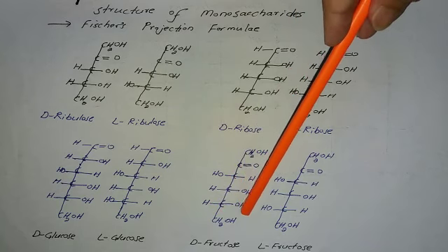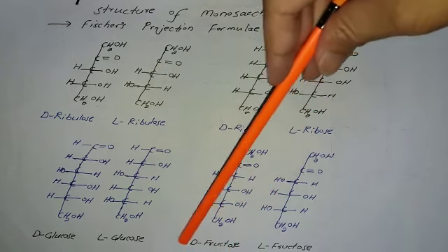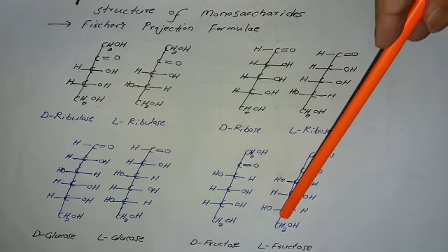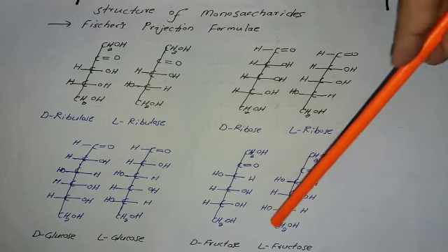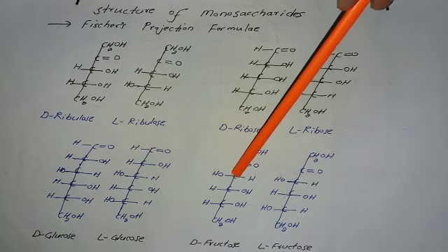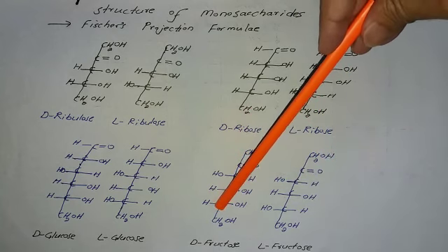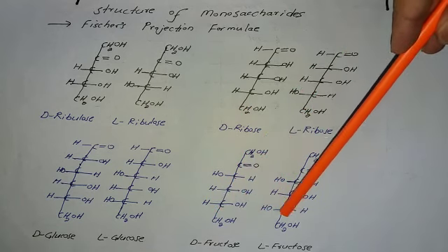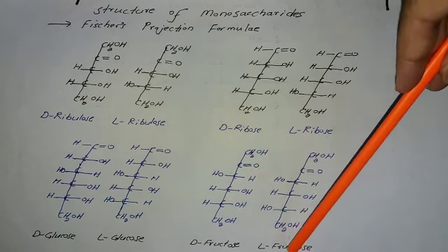Attached to the right side, that's why this is called D-fructose, as in the case of D-glyceraldehyde. While in this case, the hydroxyl group is attached to the left side of this asymmetric carbon atom, so this structure of fructose is said to be L-fructose. Both structures are similar. The only difference is on the basis of carbon number 5. The hydroxyl group to the right side is the D form, to the left side is the L form.